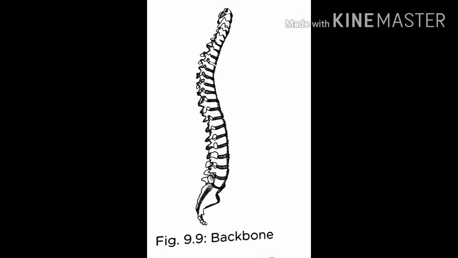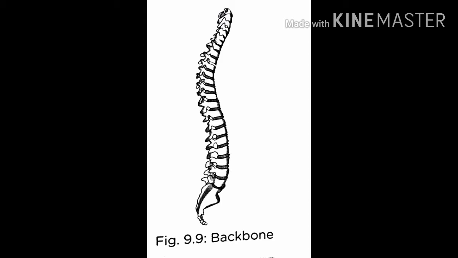These vertebrae have a hole in the center through which the spinal cord passes. The spinal cord passes through this hole in the center of the vertebra. The backbone protects the spinal cord, which is part of our nervous system.